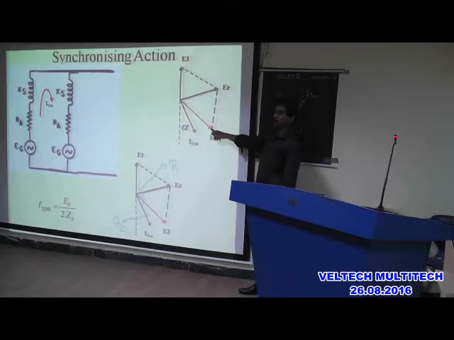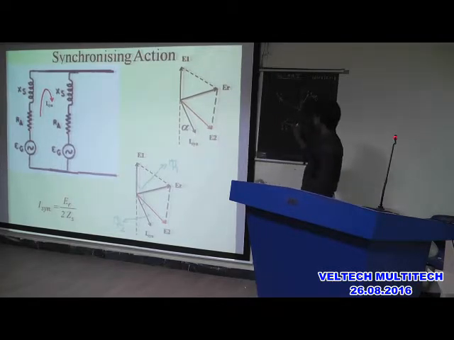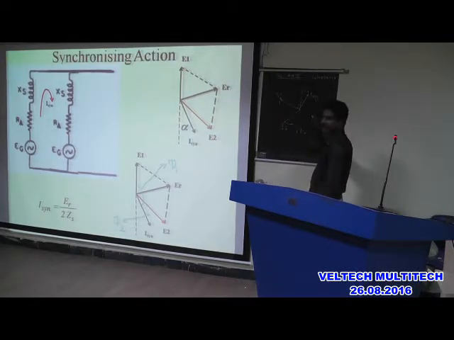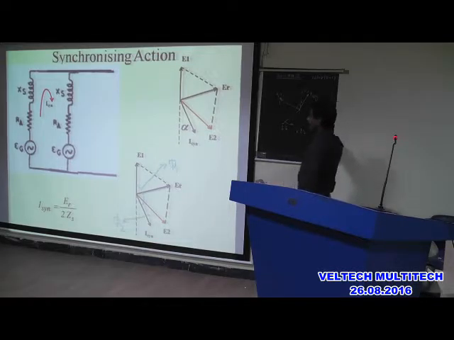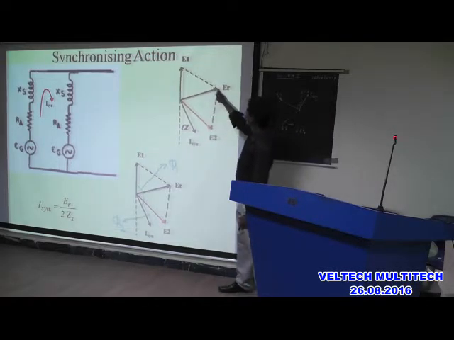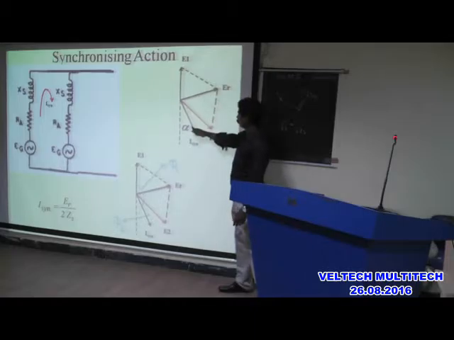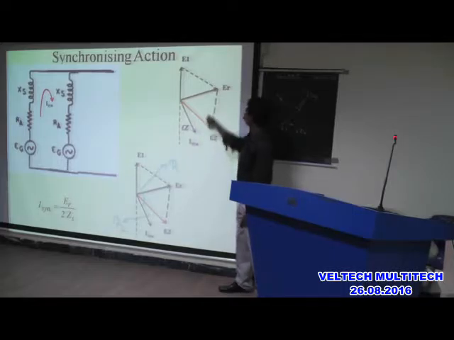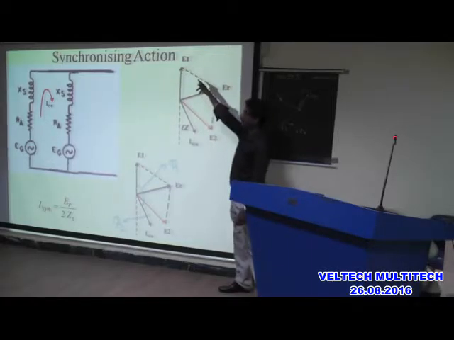Now I am increasing the speed of the second alternator. So instead of the vector swinging in this direction, it now swings in this direction, because I am increasing the speed of the second alternator. So what will happen? ER comes. From ER, 90 degrees lagging is ISY. Now this ISY is the generator current for E2 and the motor current for E1. So this ISY decelerates the second machine and accelerates the first machine, correct?